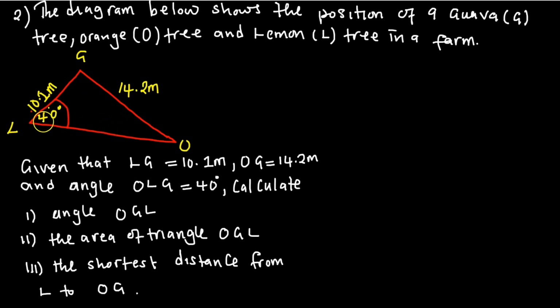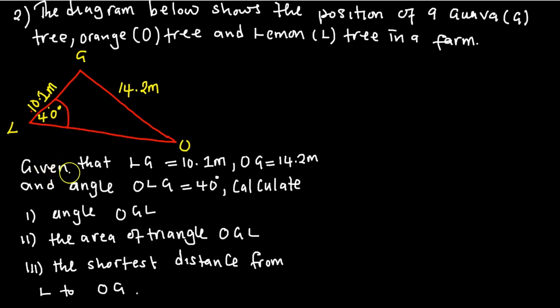Now, in this particular question, we are given that the diagram below shows the position of a guava tree, an orange tree, and of course a lemon tree in a farm. So this is a farm where you have guava tree, that is G, lemon tree, that is L, and of course orange tree, that is O. This is the diagram given.